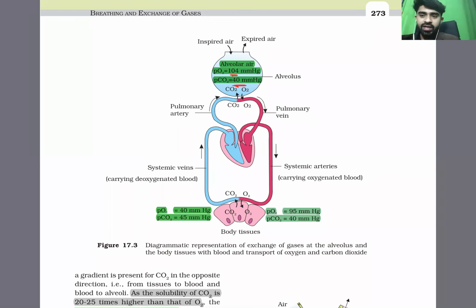Now tell me, why is this diffusion occurring? The oxygen pressure is more here and the oxygen pressure in the pulmonary artery is less. That's why, as per the law of diffusion, we can expect oxygen to flow from the alveolar air to the pulmonary artery. Yes or no? Yes, sir.